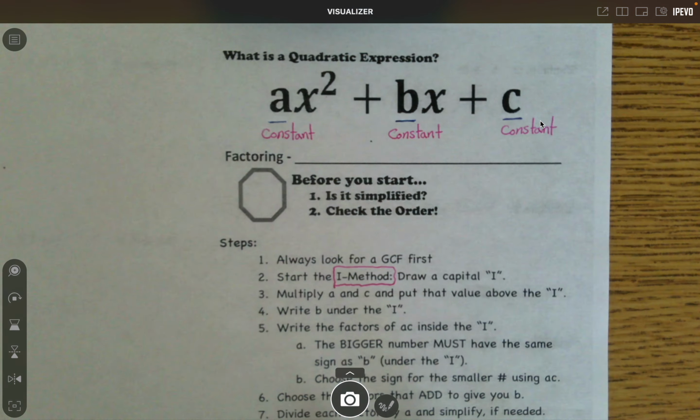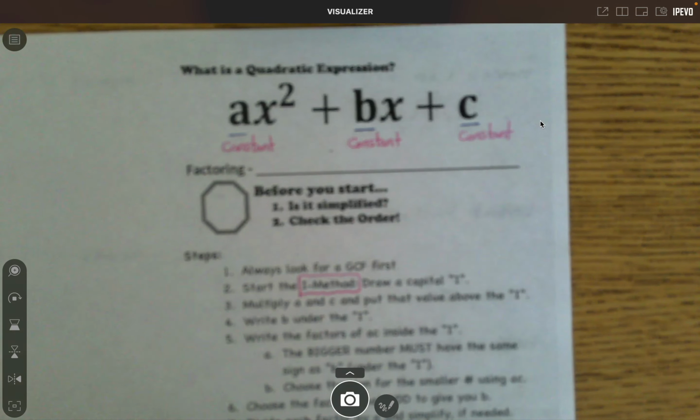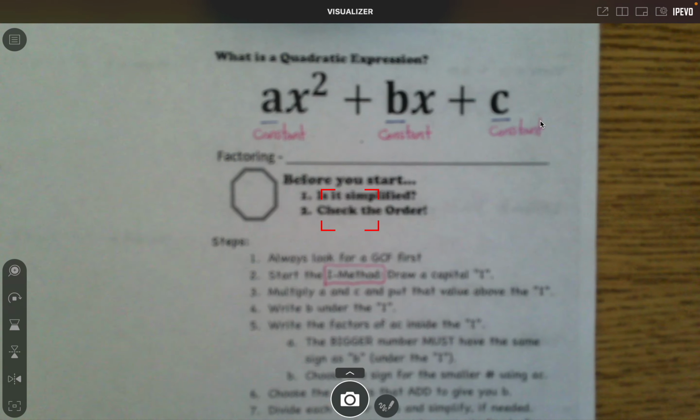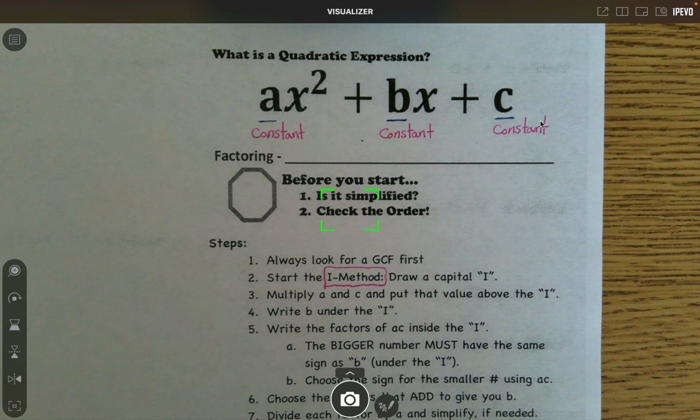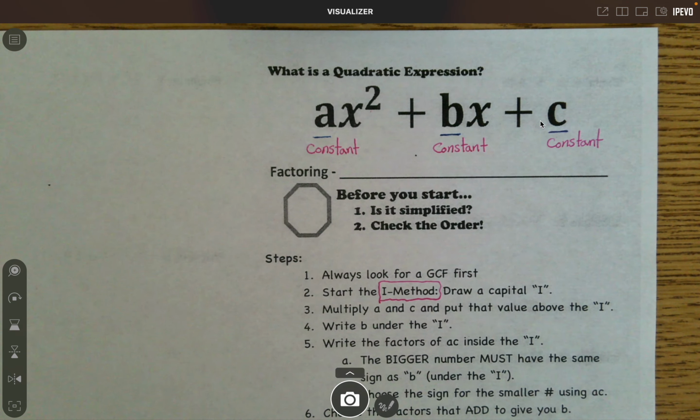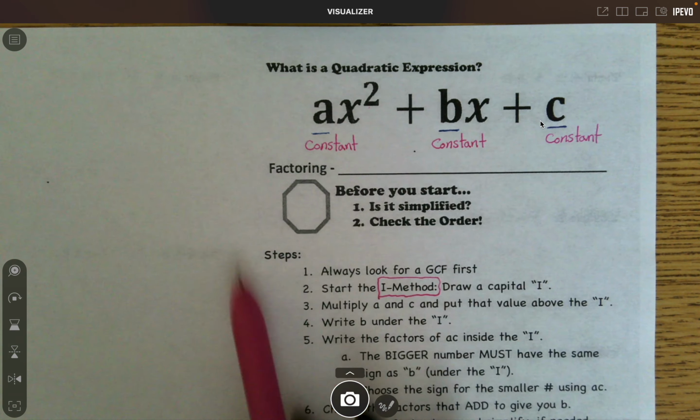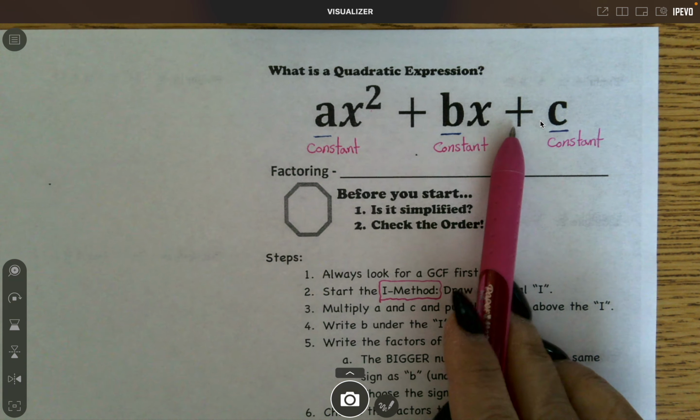Good morning, everybody. So we're going to talk about factoring quadratic expressions. Yesterday we talked about GCF, how to find GCF in our calculators. And the reason that we learned that is because we needed it for factoring quadratic expressions.